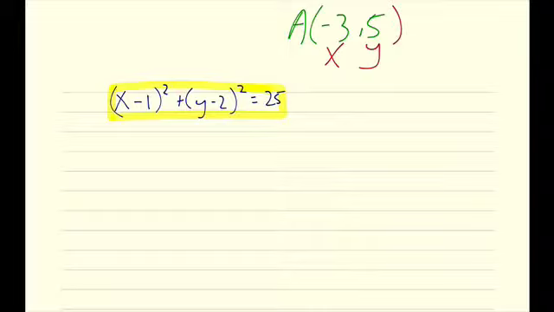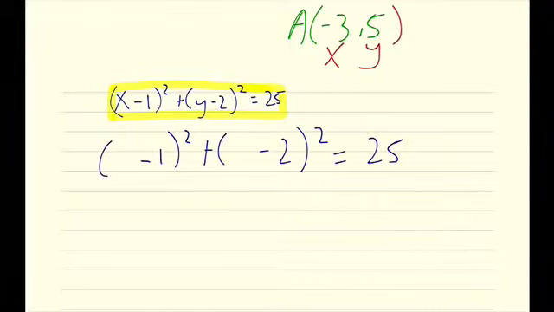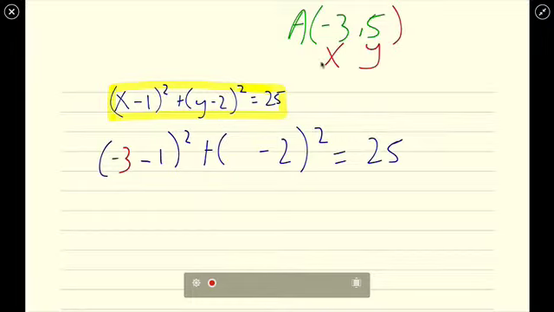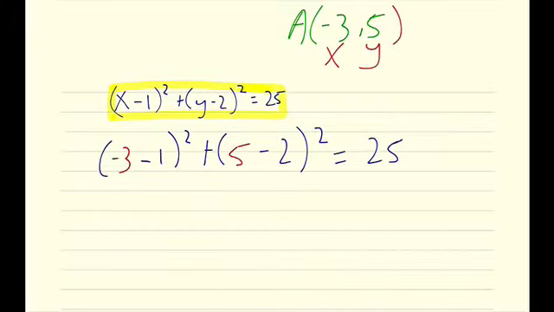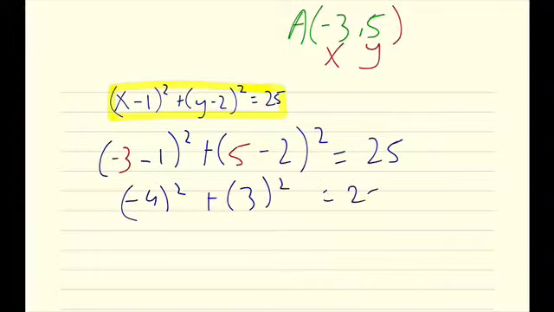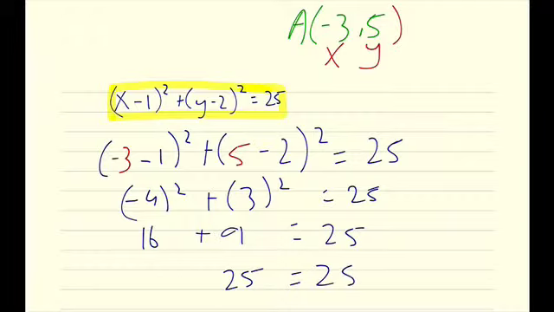So all I do is, when I see an x, I'm going to stick in minus 3. And for y here, I'm going to stick in 5. Work that out. So that's equal to minus 4 squared plus 3 squared equals 25. That's equal to 16 plus 9 equals 25. 25 is equal to 25.